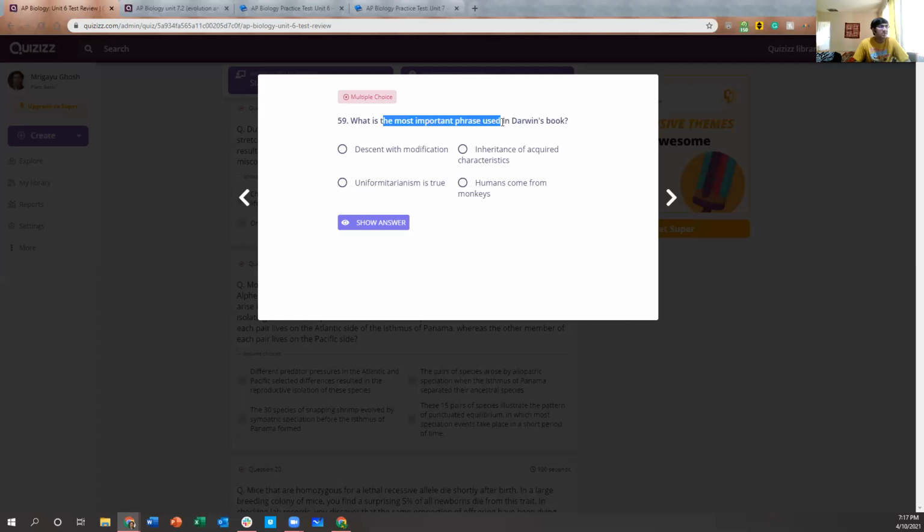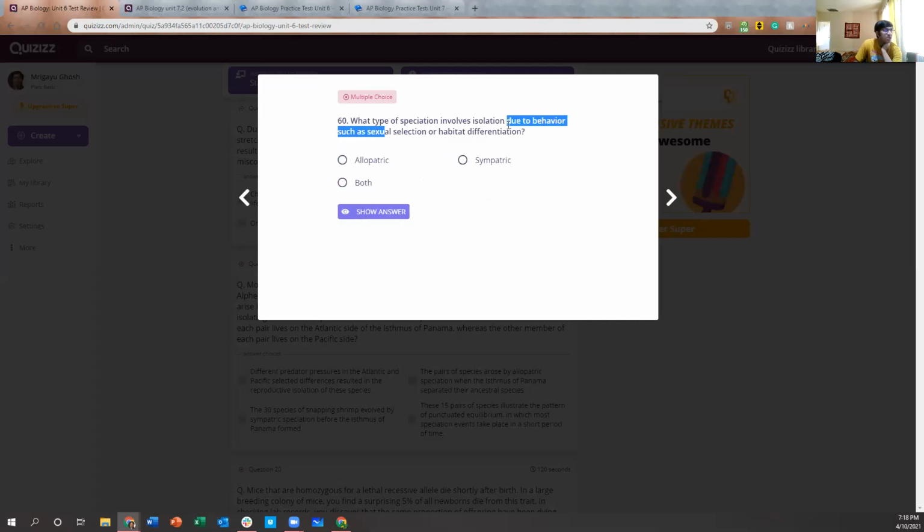Most important phrase used in Darwin's book. We talked about this. It's descent with modification. So the traits are passed down and then, through variation, selection happens and modification. Descent with modification.